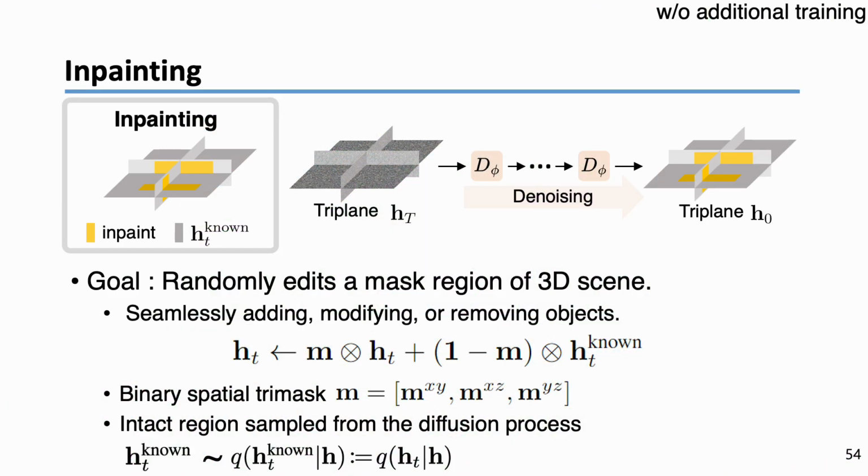And also in inpainting, we use a tri-mask covering the inpainting region on the triplane. By doing so, inpainting can be applied to a 3D scene, seamlessly adding, removing, or modifying objects while maintaining the consistency of the scene. And it allows us to control the generation process on the masked region.